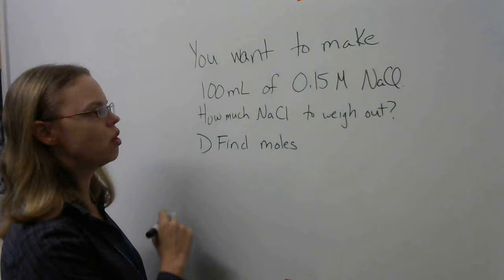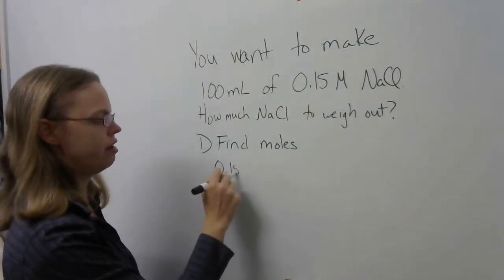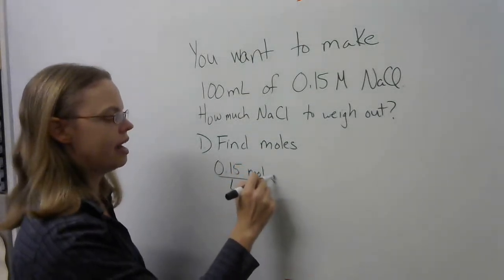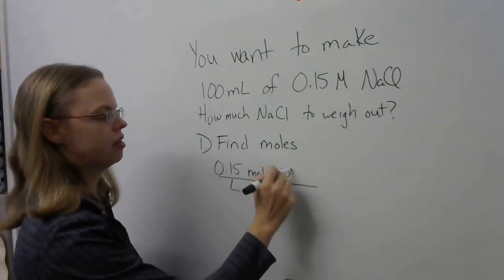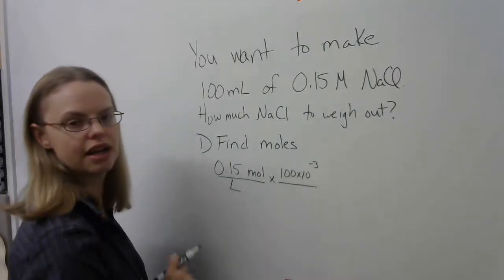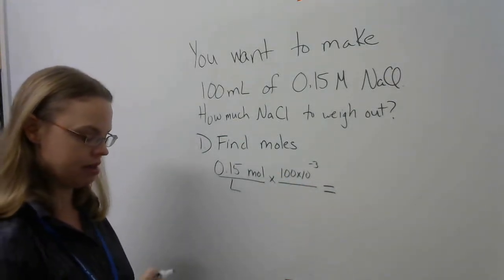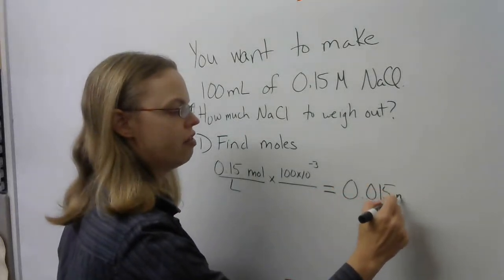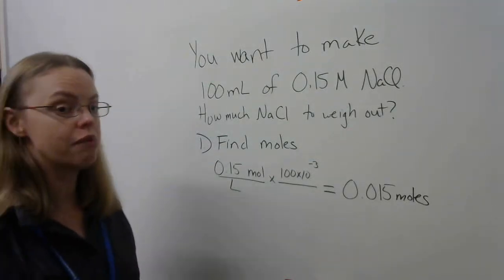So the number of moles here, we have a concentration, 0.15. Remember, molar is moles per liter, and I'm going to multiply it by the number of liters. For milliliters, I always do 100 times 10 to the minus third. That's going to get me what I need, and if I multiply those out, I end up getting 0.015 moles.